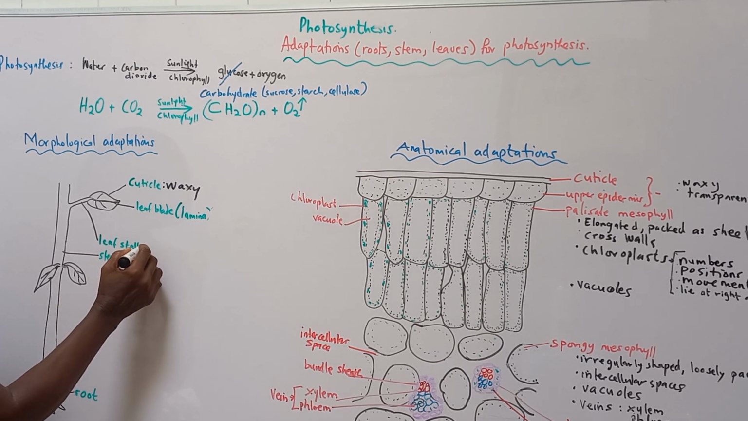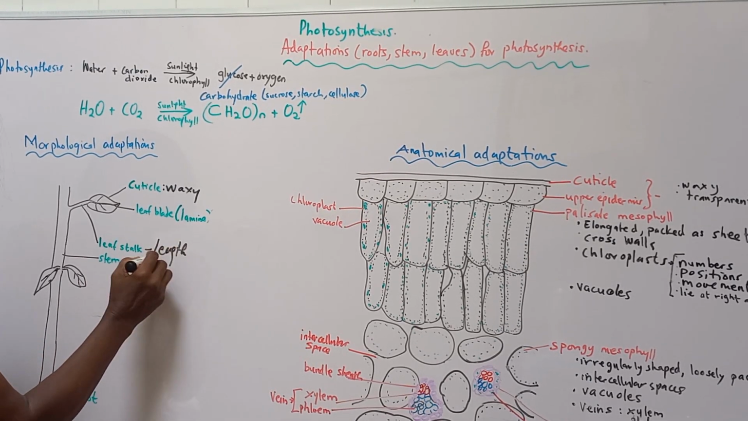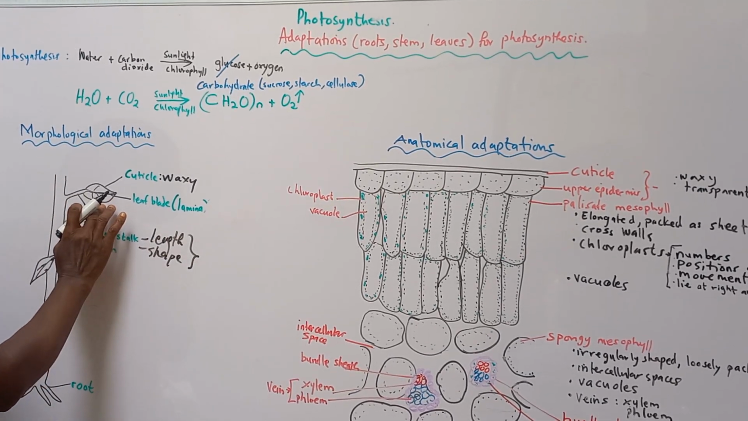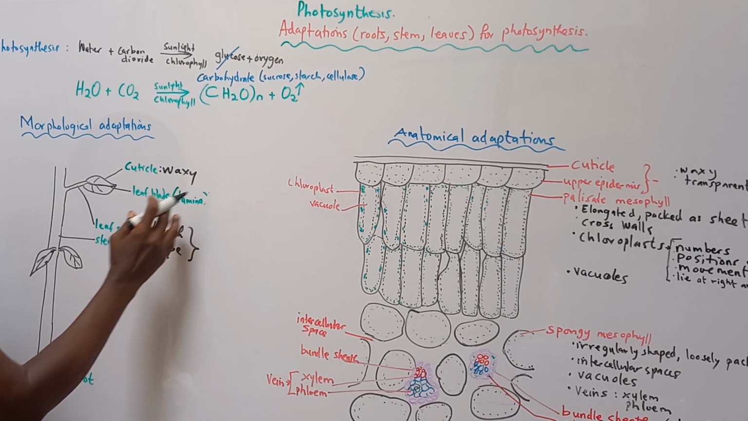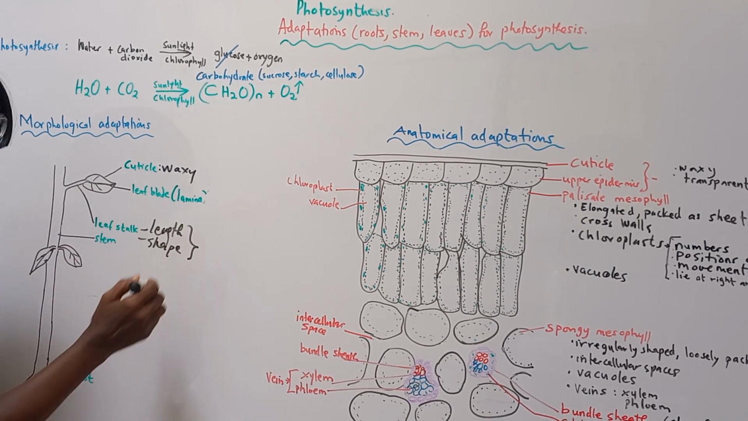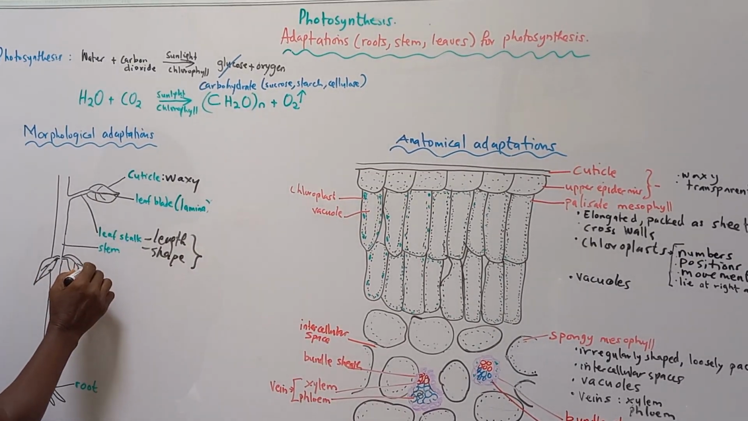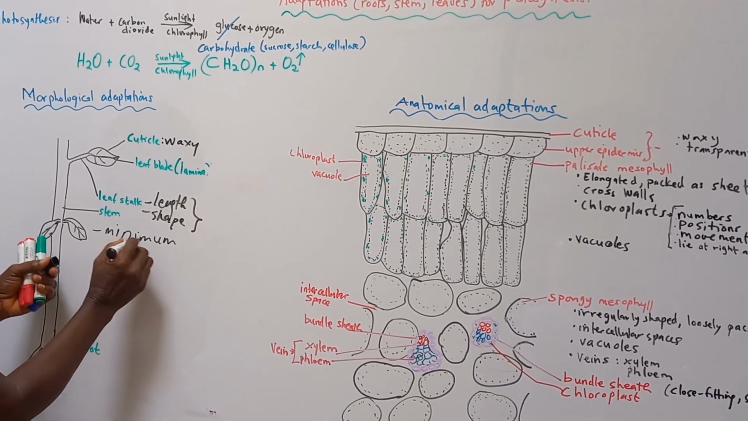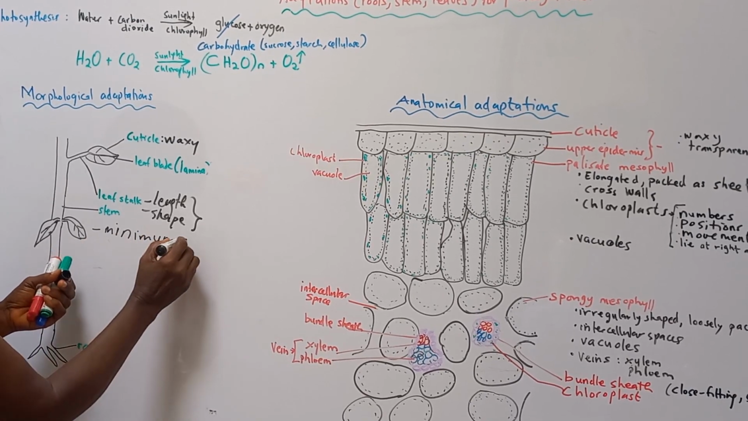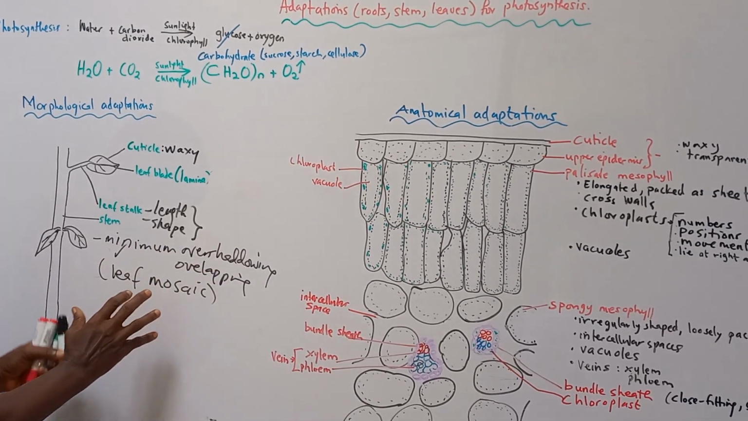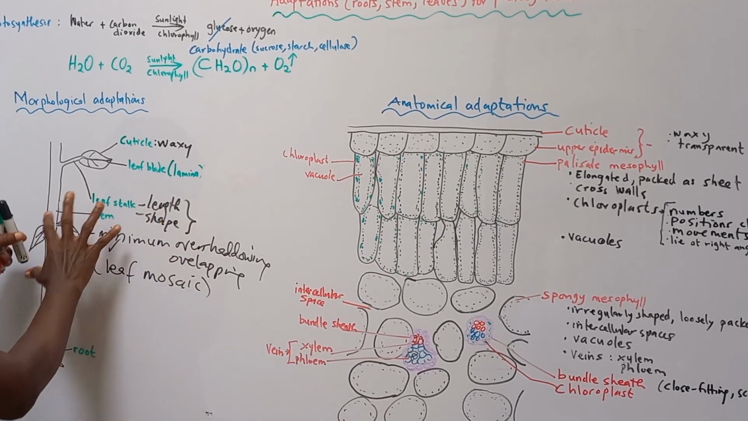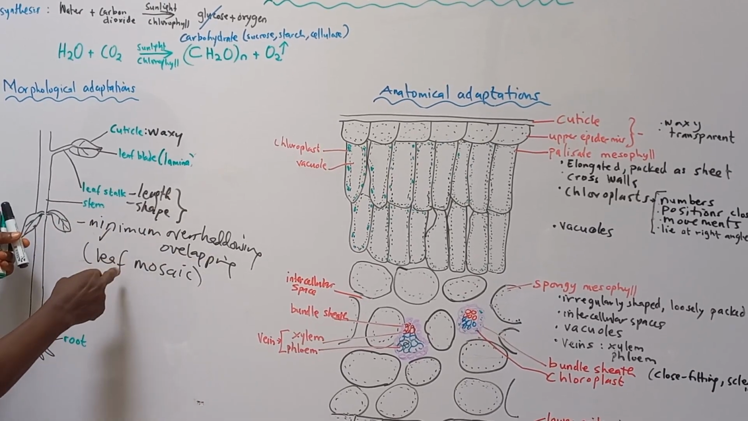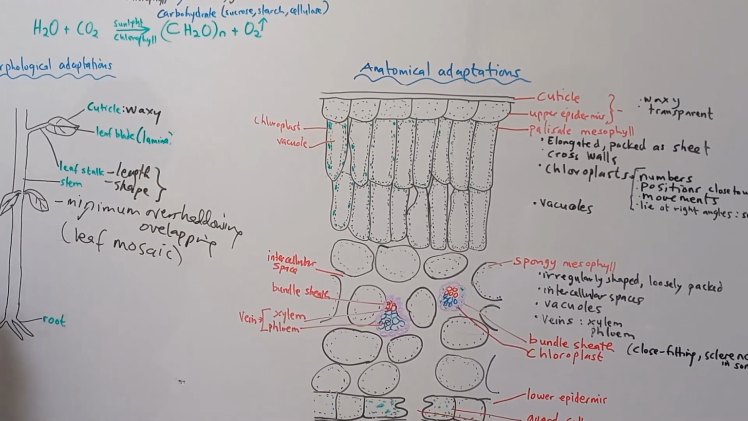So we look at the leaf stalk, and here we have its length and its shape. The length and the shape of the leaf stalk hold the leaf in such a way that light can reach the leaf blade efficiently. The stem supports the leaves and allows leaf arrangement on the stem in such a way that there will be minimum overshadowing, minimum overlapping, and sunlight will reach all the leaves neatly. That kind of arrangement is leaf mosaic.